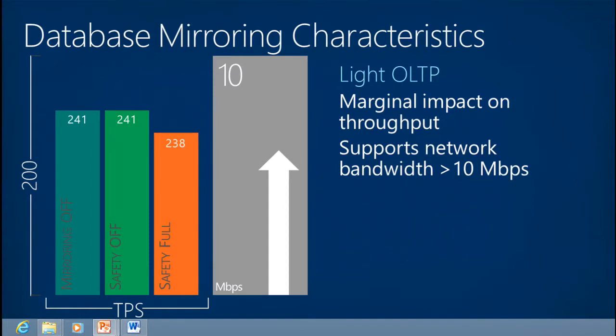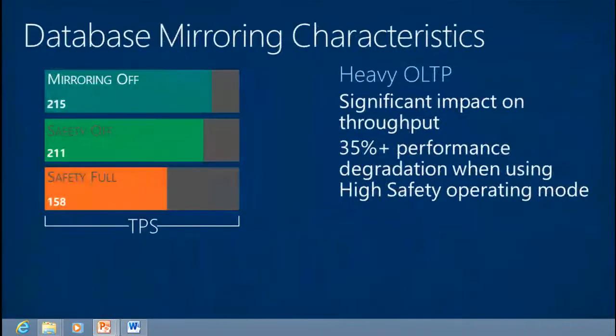Database mirroring, even in synchronous mode, can support lower levels of bandwidth. But the key point here is it's not about the number of databases that you can support with database mirroring. It's about the throughput per second that you can achieve with database mirroring, because that's ultimately what's going to dictate how many databases you can support. And that's easily measurable through the database mirroring monitor within SQL Server itself.